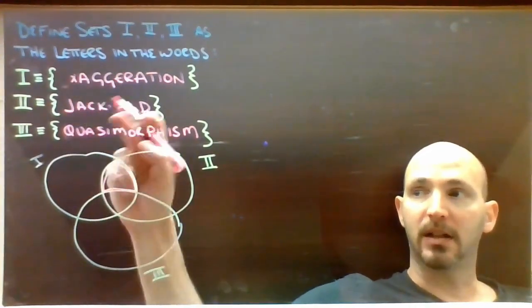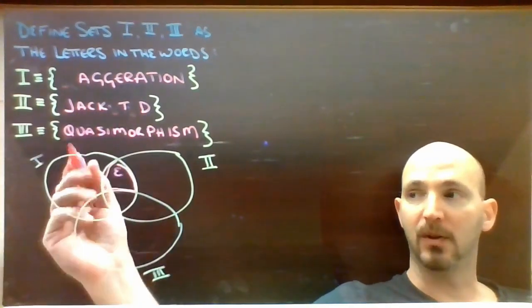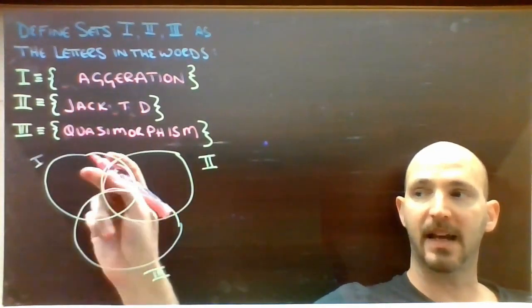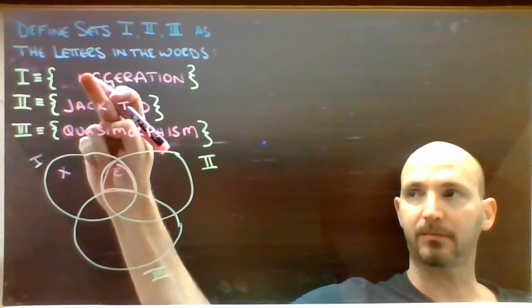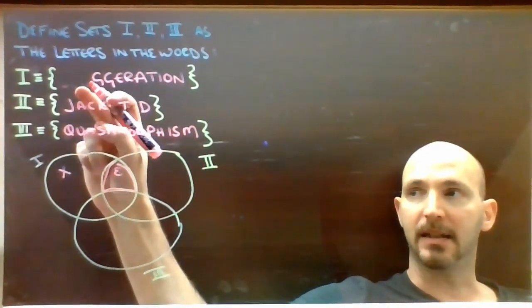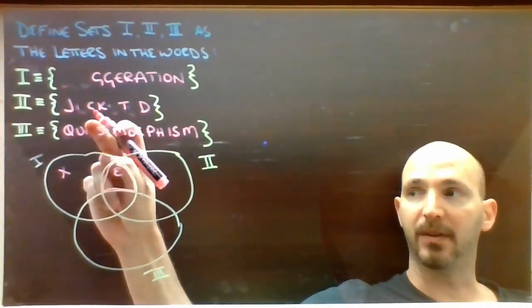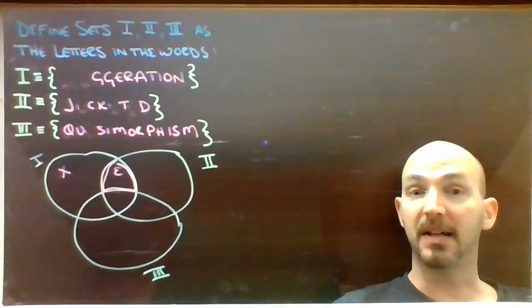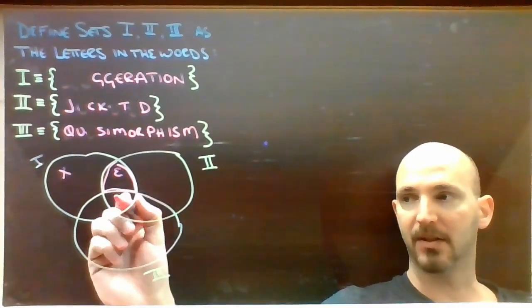Letter X, if I look, is only in exaggeration. It isn't in the other words. So the only place that is in this set but not the other two is over here. So that's where that goes. The A is in exaggeration, jacketed, and quasimorphism. So it needs to go in the place where all three sets intersect, and the only place that happens is here in the middle. So in goes the A.